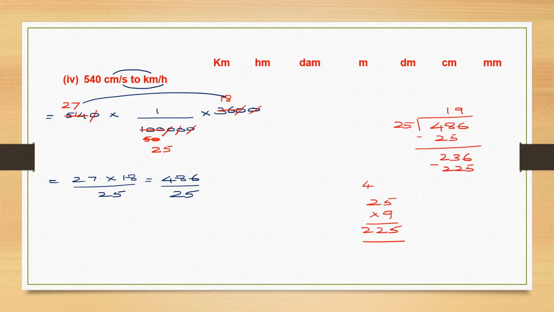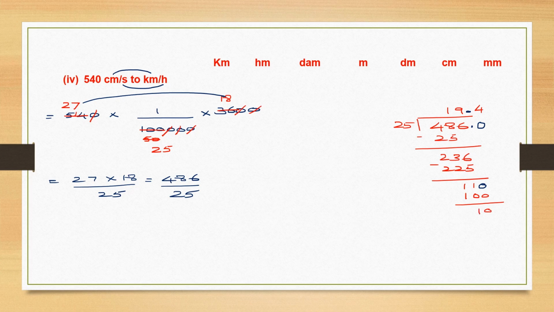225. Now let's minus. 6 minus 5 is 1. 3 minus 2 is 1. Now let's continue our division. So put a point here. Carry that point up. Put a 0 and bring that 0 down. We have 110. 25 into 4 is 100, isn't it? 25 into 4 is 100 minus 0, 1.